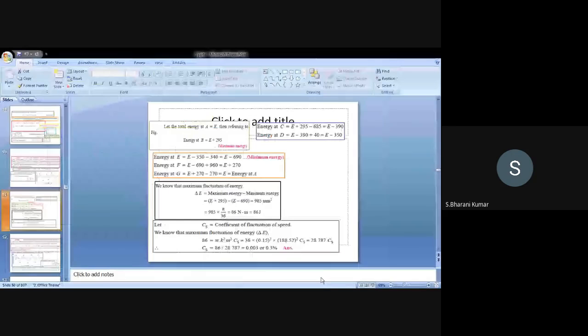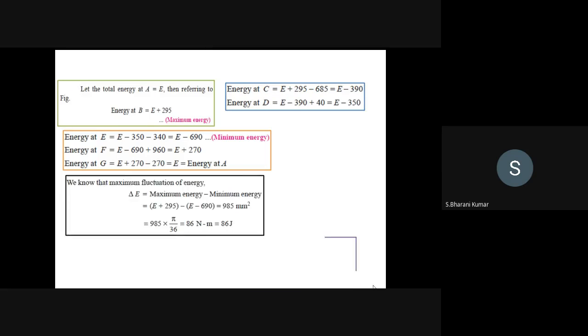Then you want to find it by the direct formula, the maximum fluctuation of energy. That is 86, which we already found. That is equal to m k square omega square Cs. We know the mass of the reciprocating part is 36 kg, the radius of gyration k equal to 0.15 meters, and omega equal to 188.52. You want to find this Cs value. Putting all these values together, we get Cs as 0.003, that is 0.3 percent.